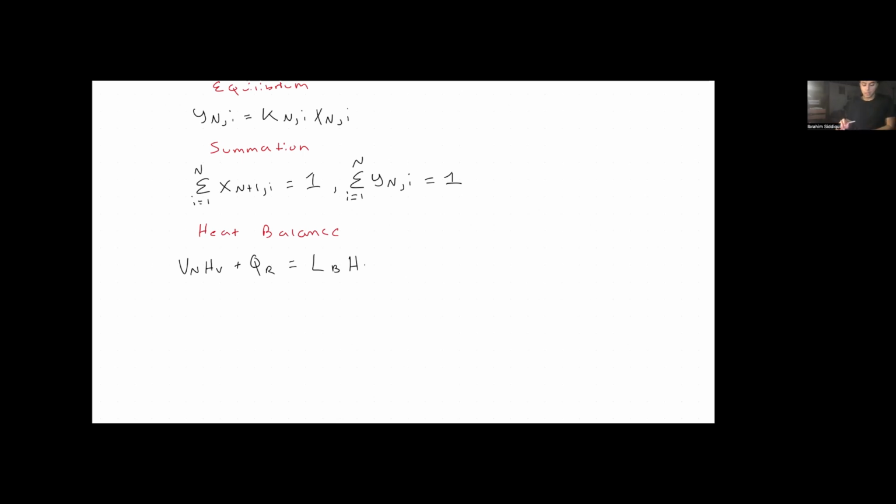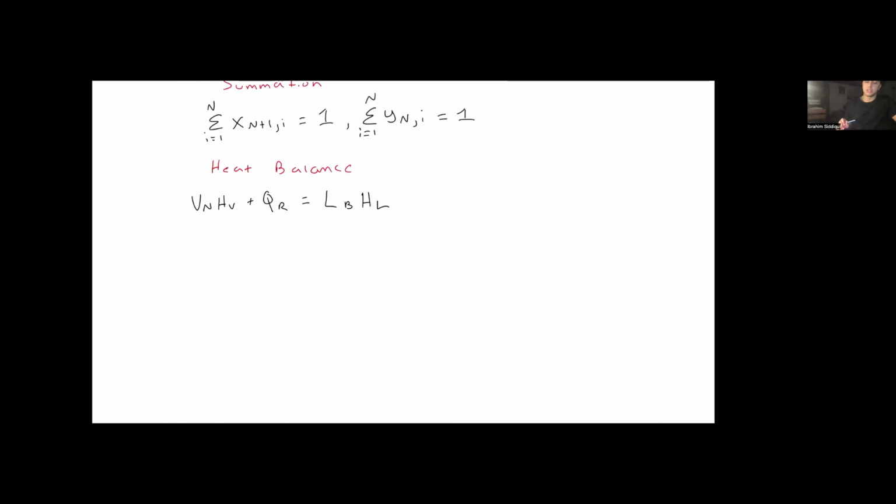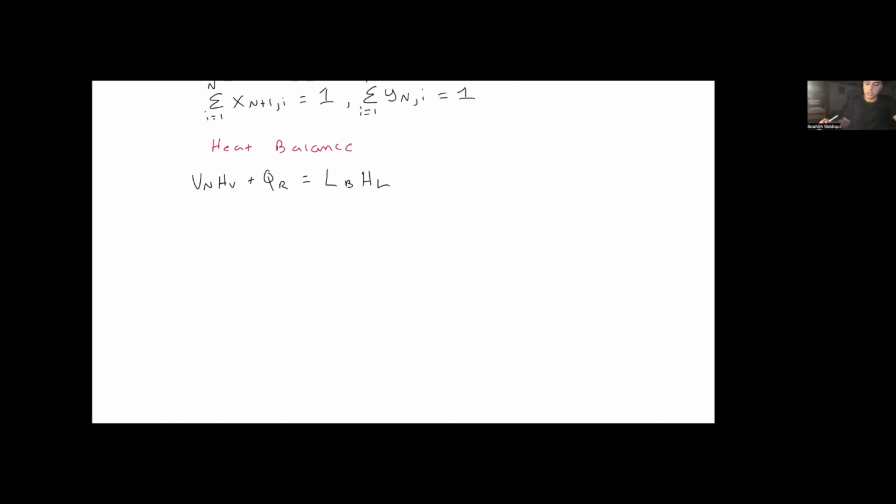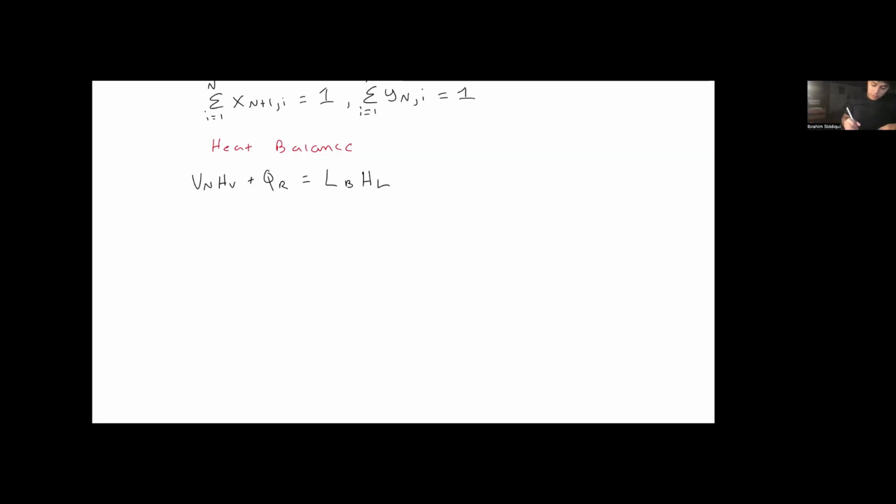Sorry, there you go. Okay, so now what we want to look at is our intermediate stages. So it's anything in between our reboiler and top stage. All right, sorry about that. So we're looking at our intermediate stages, and again, that's anything in between our top stage and our reboiler.